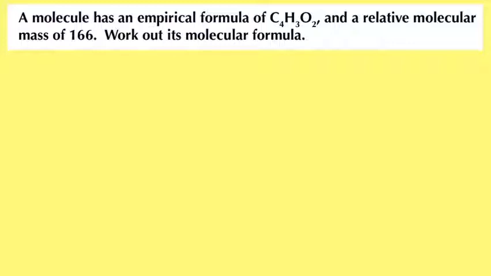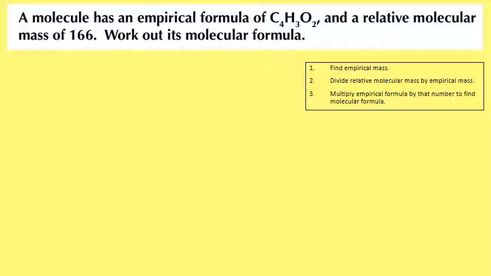To save flipping back, let's remind ourselves of our little three-step process, the first of which is to find the empirical mass. So let's write down our empirical formula, C4H3O2, and in the same way as we find a relative molecular mass from a molecular formula, we're going to find an empirical mass from this empirical formula.